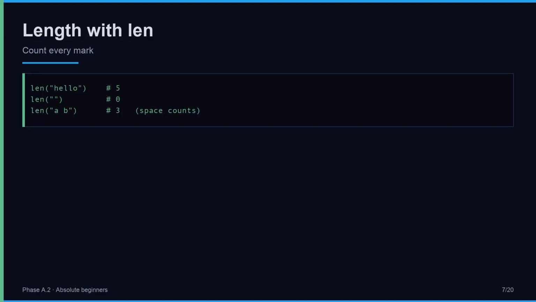Len, short for length, counts the characters in a string. Len of "hello" is 5. Len of the empty string is 0. Len of "a b", that is the letter A, a space, and the letter B, is 3, because the space is a real character. Length never lies about what is there. It is the honest answer to the question, how many marks are inside this piece of text, counting every letter and every space. Count every mark.